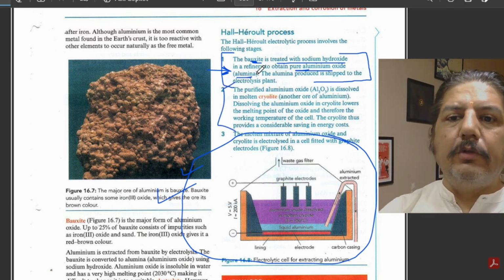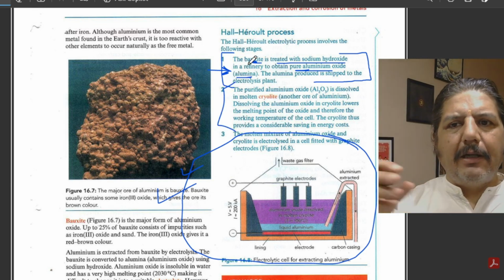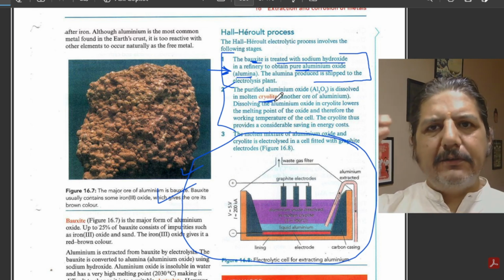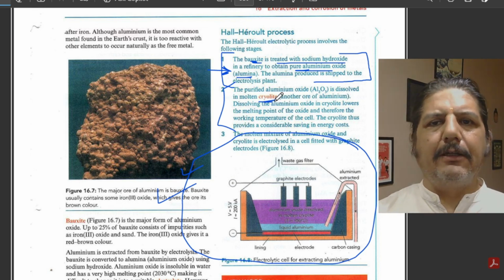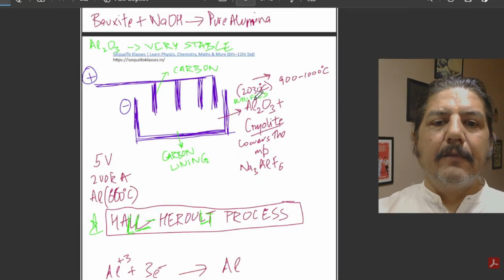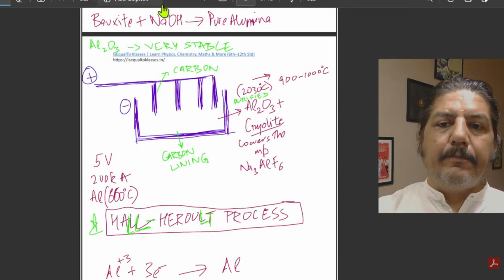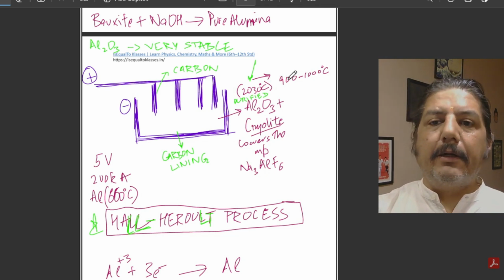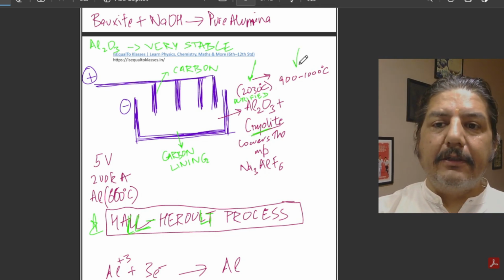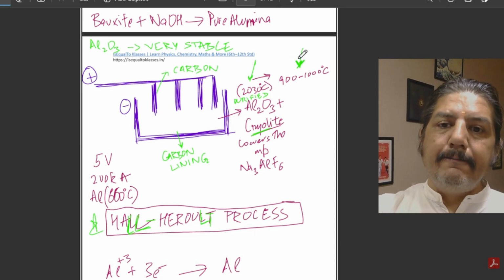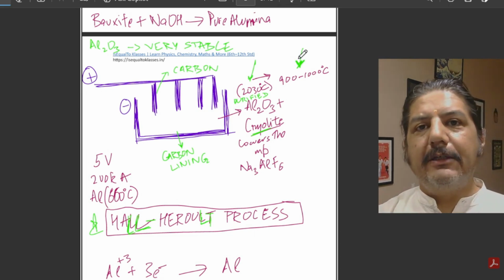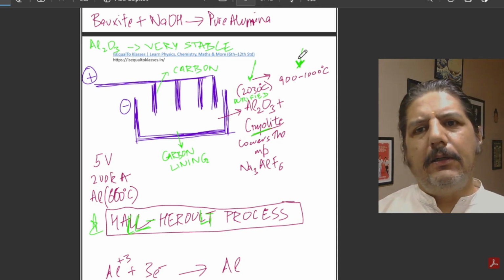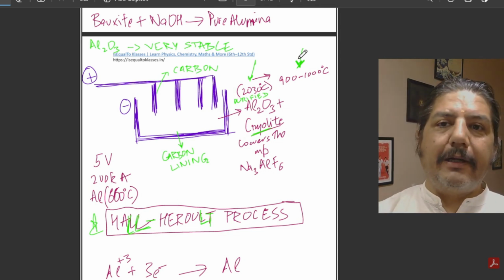In the second step, the purified aluminium oxide, the alumina, is dissolved in molten cryolite. The cryolite lowers the melting temperature of aluminium oxide. If you refer to your textbook, you'll understand that alumina has a very high melting point, about 2030 degrees Celsius. But with the addition of cryolite, the melting point decreases to 900 to 1000 degrees Celsius. This helps us because it halves the cost of the electrolysis process.